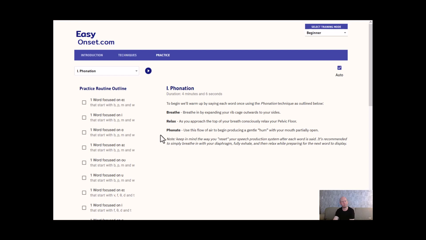So let's begin here. Let's just dig real deep into the breathing part of this. We're going to want to be breathing through our diaphragm, and you can tell if you're breathing through your diaphragm by simply placing your hand on your stomach beneath your belly button and breathing in. And if you feel your stomach expand, that means that you're breathing through your diaphragm.